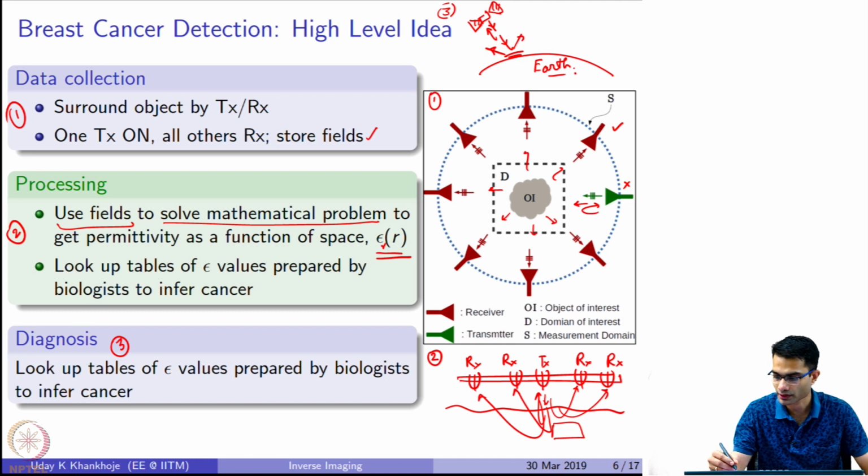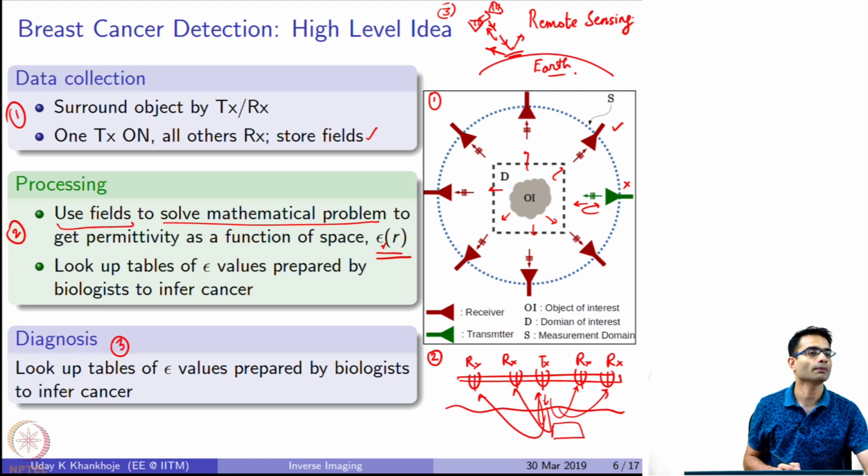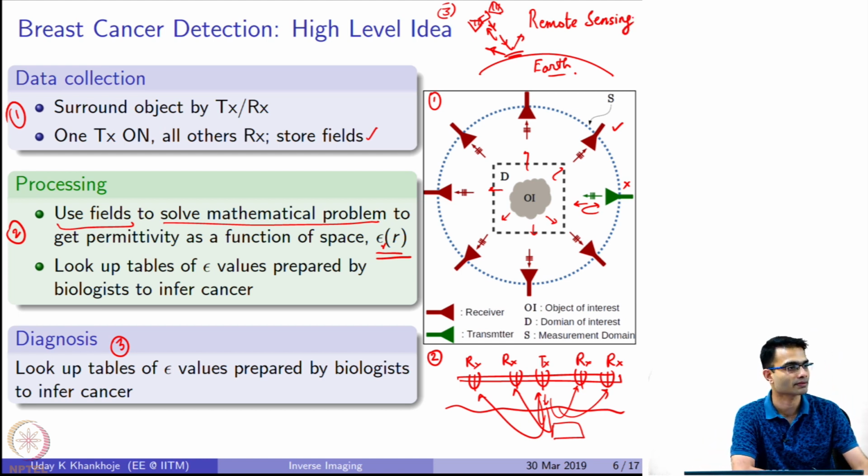Fine. Okay, let's just write it over here. This is remote sensing, and this remote sensing could be from space. It could be via an airborne radar as well, which is more common in the case of military application. You mount the radar on an aircraft.